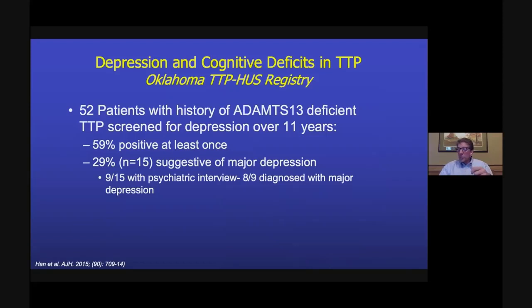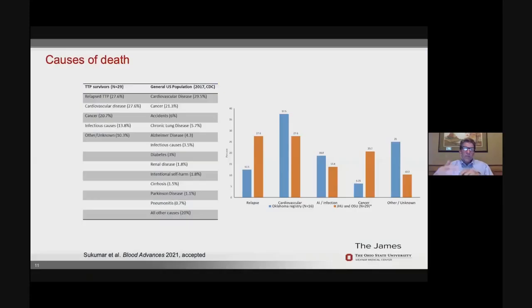Mood disorders and depression are also a significant issue. And patients screened with the survey tool, this again is work from the University of Oklahoma, 60% were positive at least once, with 30% roughly, 15 patients suggestive of major depression and referred to a psychiatrist. The 9 that had this psychiatric interview, 8 of 9 were diagnosed with a major depression. So it certainly tells you the seriousness of the issue, but also tells you the ability of these screening tests to pick this up.